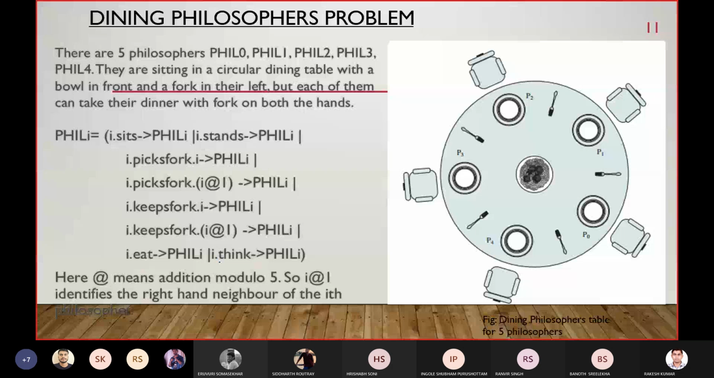If he's not eating, then what do the philosophers do? They generally think. So he will be thinking. Okay, so this is the code for the Dining Philosophers problem in CSP.